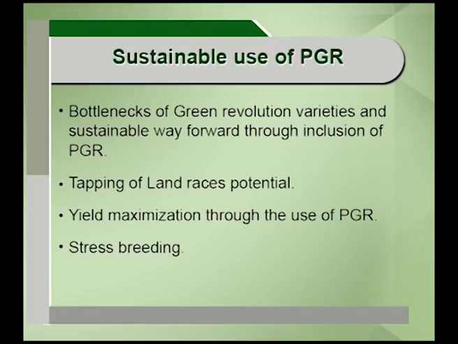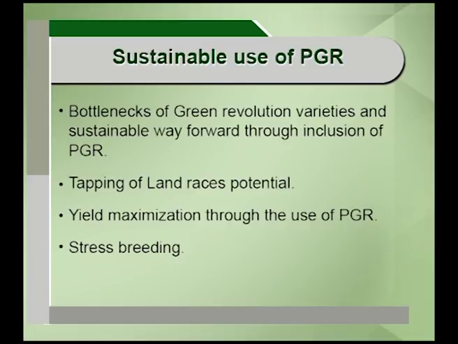And the next important point is yield maximization through the use of PGR. We have achieved the yield to a maximum extent, but we need to understand that if we collect the best of the PGR and incorporate it into our plant breeding program, we can maximize the yield, whatever the stress may be. We can get the best possible from the use of the PGR. And the next important point is biotic and abiotic stress breeding. For this, the important raw material is the plant genetic resources.